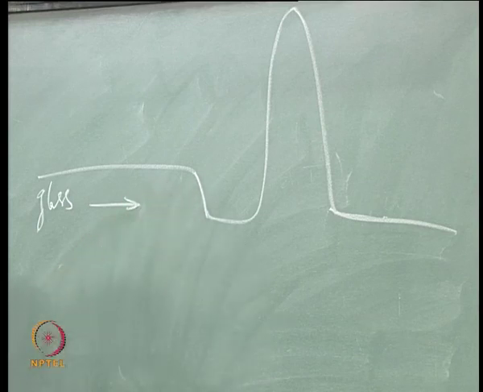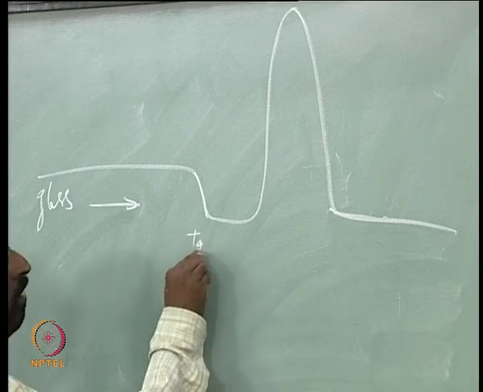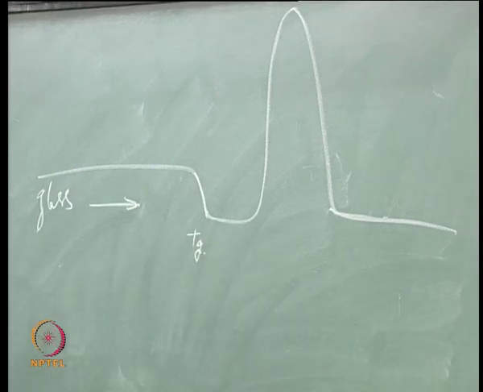What is that? T_g, glass transition temperature. Okay. So, why is this glass transition temperature like this? Why? It is a second order transition. So, glass transition is a second order transition, and what is the characteristic of a second order transition?